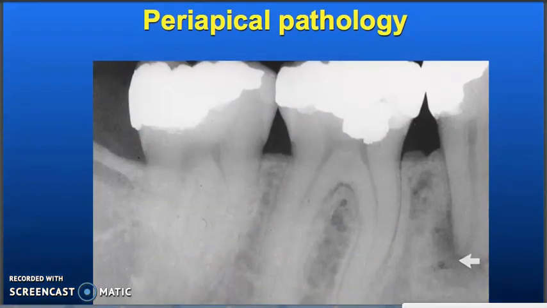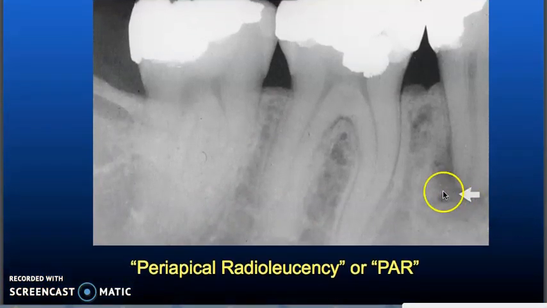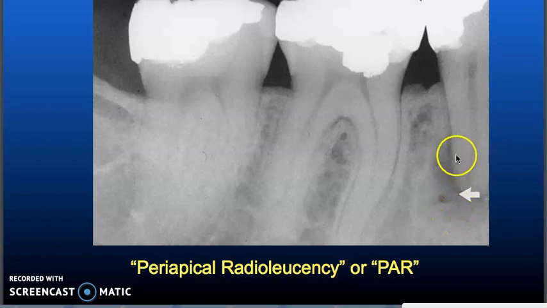Okay, so periapical pathology. If we look at this, we can see this area here looks very different. Something's going on here. We have a radiolucency. So here we have a periapical radiolucency, or some dentists refer to it as a PAR. That can be an area that they're seeing here at the PDL, and some difference between the discoloration, the radiopaque, and the radiolucency.